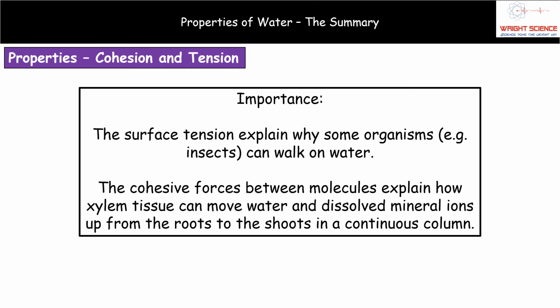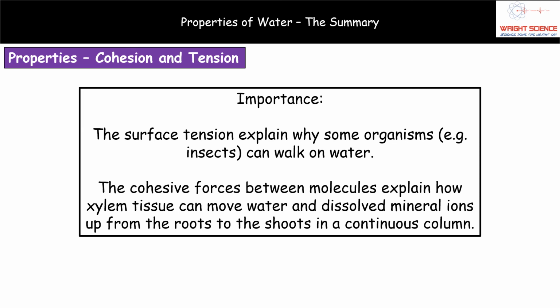So if we think about things like a pond skater, those are little insects that are able to literally walk on water. That surface tension means that the insect itself will apply a force that's small enough to allow it to just stand on the very surface of the water. So it can move around on the surface without sinking in.